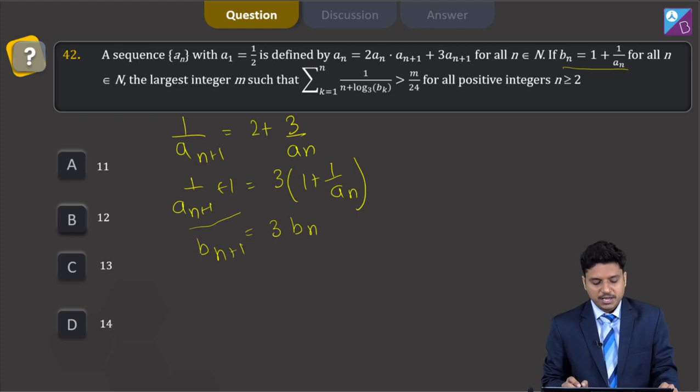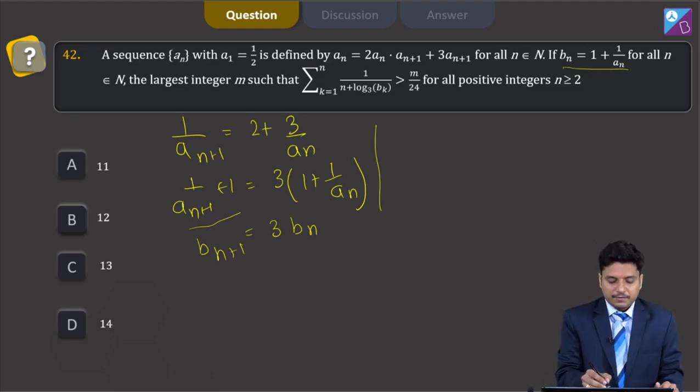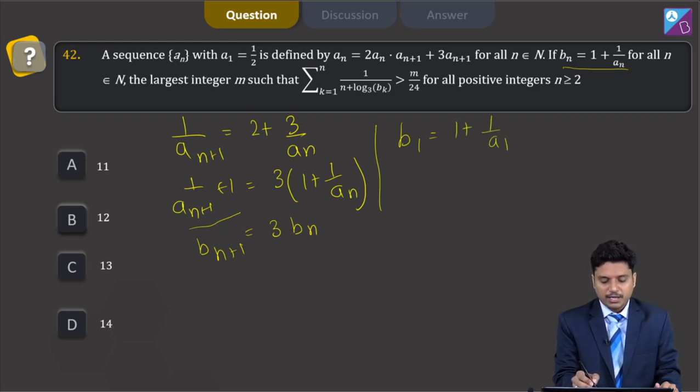That means bn will be following a GP with common ratio 3, because bn plus 1 upon bn, that are two successive terms of a series, are having this ratio as 3, because here we can say that b2 upon b1 will be 3, similarly b3 upon b2 will be 3, that is why this bn is actually a GP. So what will be the first term for bn? That is b1. What will be the value of b1? B1 will be equal to 1 plus 1 upon a1. A1 is half, so b1 will be equal to 3.